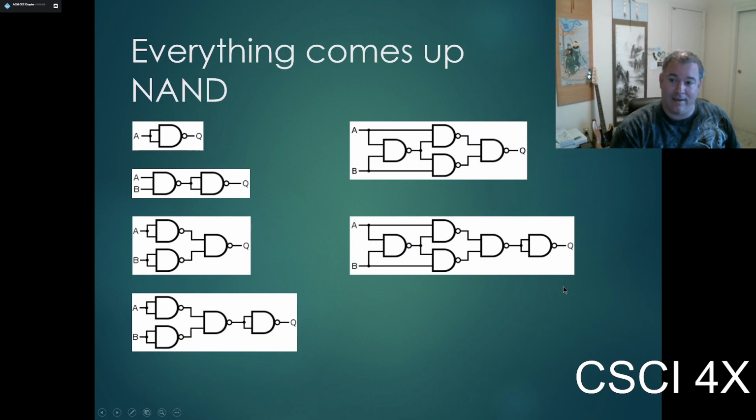So you can use NAND to simulate every other type of logic gate. You could build literally an entire Intel CPU out of nothing but NAND gates and wires, if you wanted to, which you wouldn't, but you could.